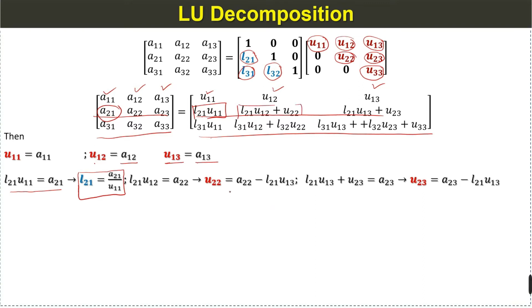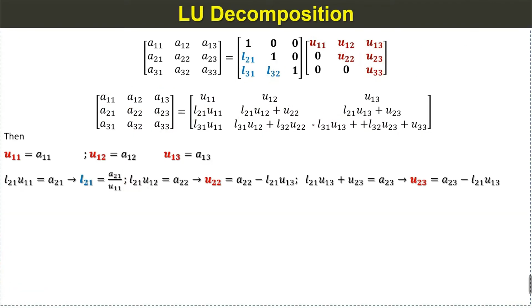Next we will compare this one to this, A22. Okay, here we can see that L21 U12 plus u22 is equal to A22, and here we have to find the value of the unknown, which is u22. So we rearrange this equation to find the value of u22. So we will get from this equation the value of u22.